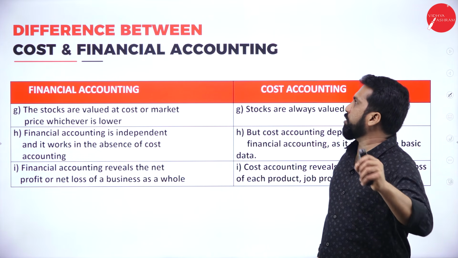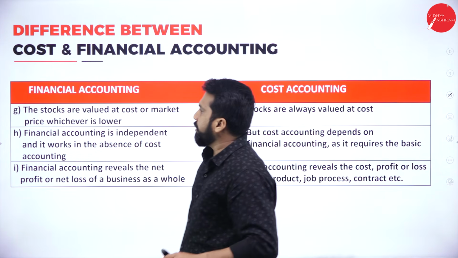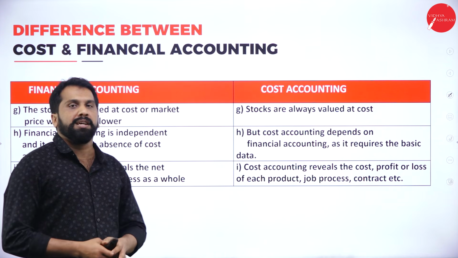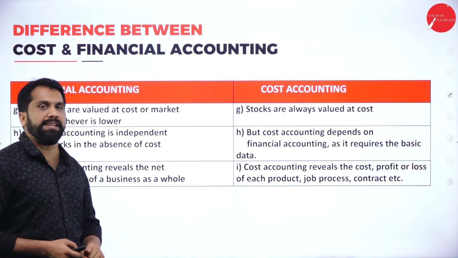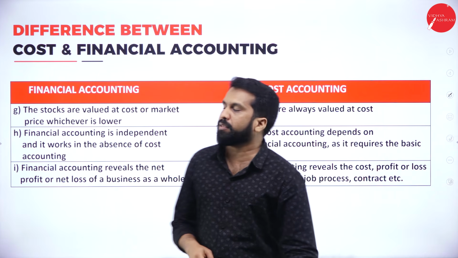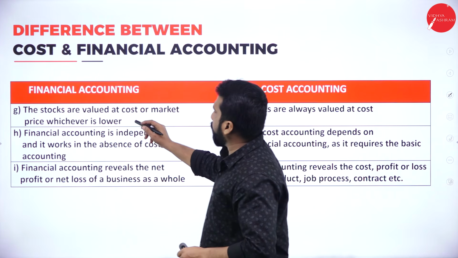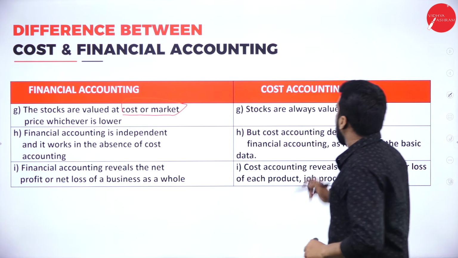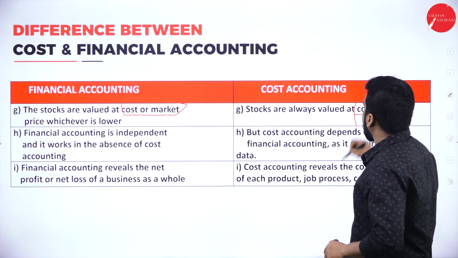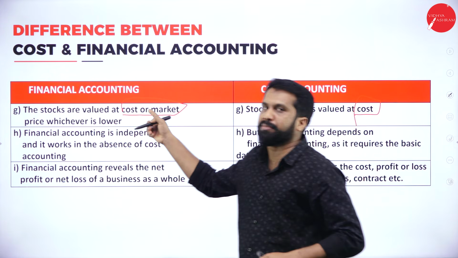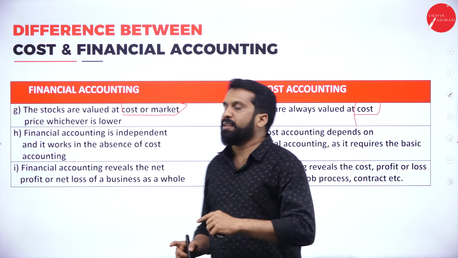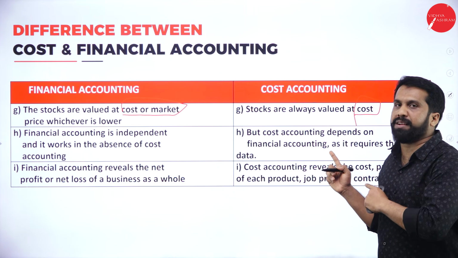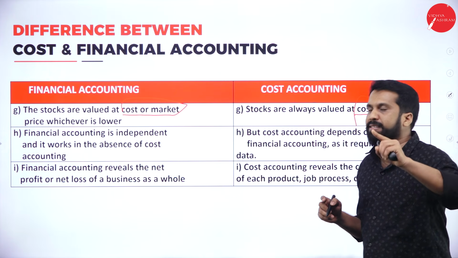Difference between cost and financial accounting. So we have done six points. We'll go for the balance three. Which are those? In financial accounting, stocks are valued at cost or market price, but in cost accounting they are always valued at cost. Sometimes cost, sometimes market price, but here it is always cost price. Your seventh point is done.